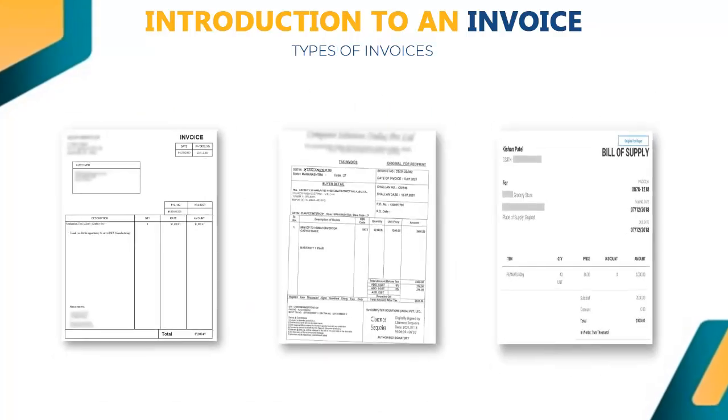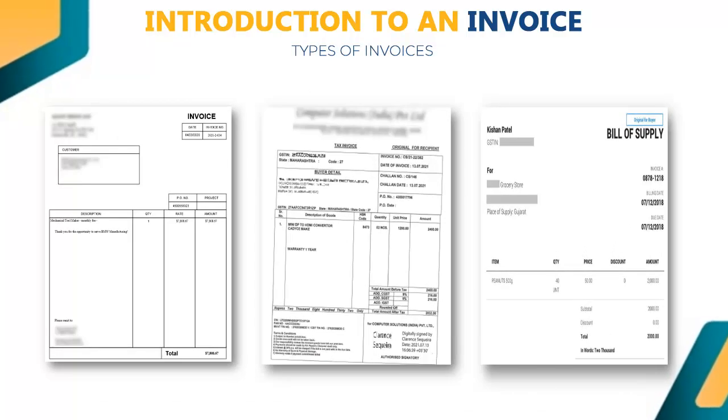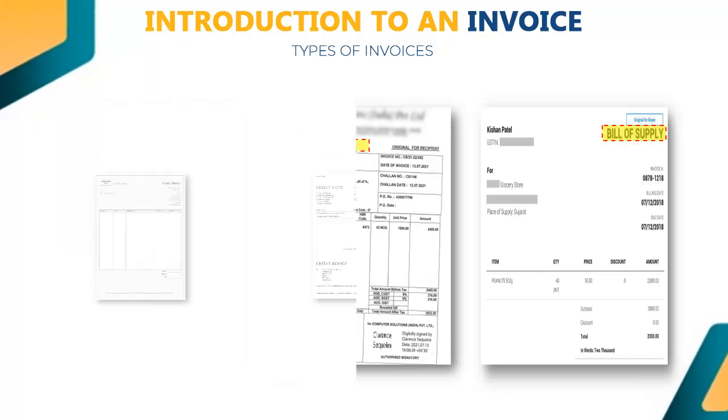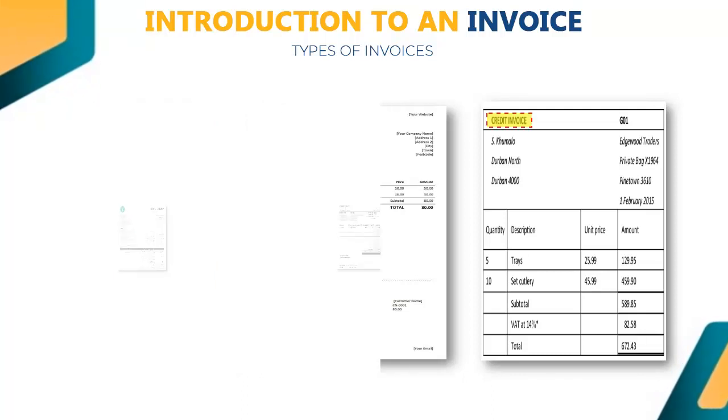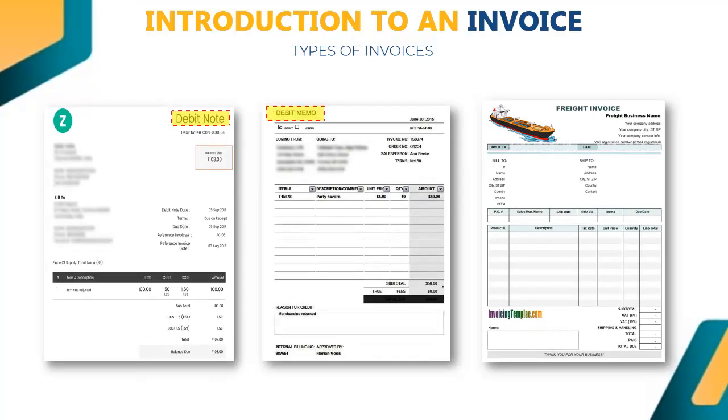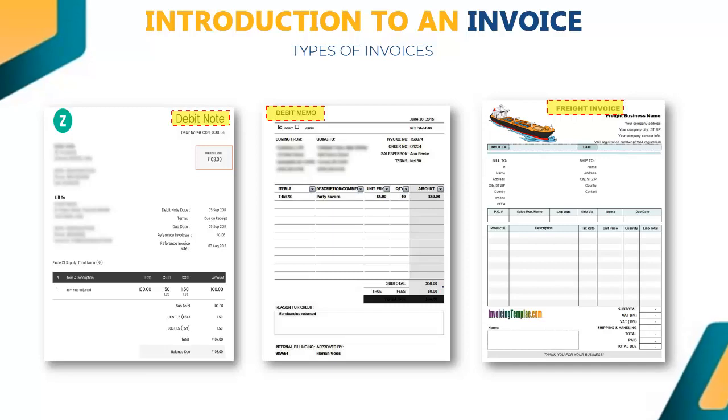These are examples of invoices. Invoice can be called invoice, tax invoice, bill of supply. These are also invoices: credit memo, credit note, credit invoice, debit note, debit memos, and freight invoice. All the above examples are valid invoices to be processed.